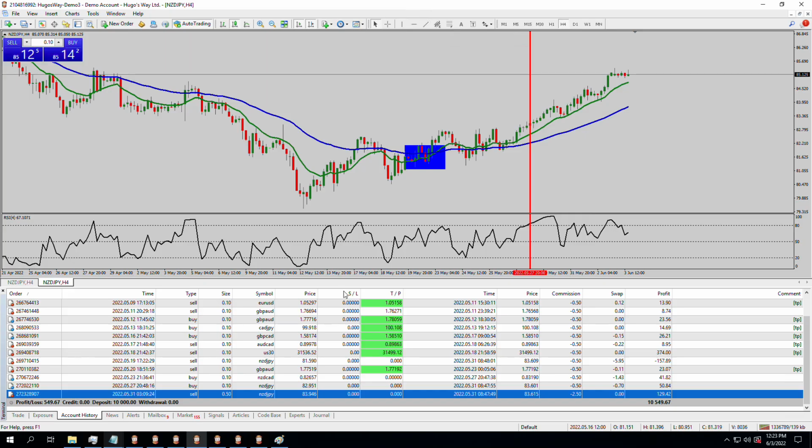So here we are back at the chart. We've made a total of $549.67. No net losses. No losses. And what I mean is no losses on our initial deposit. That's truly the key to me.